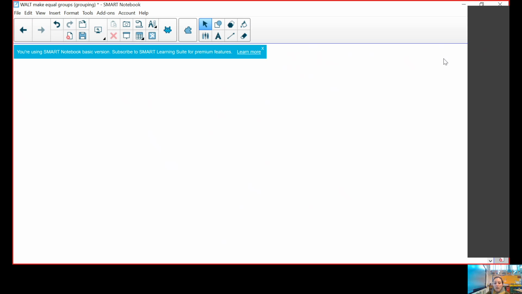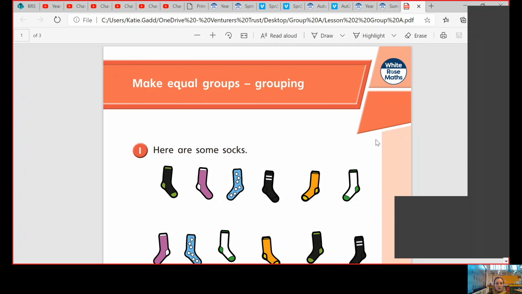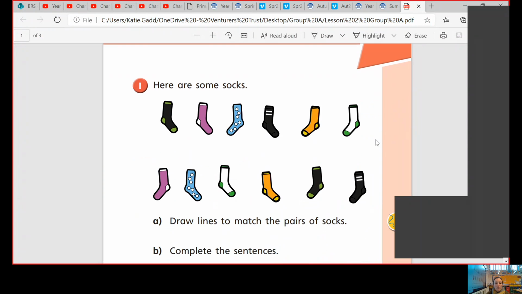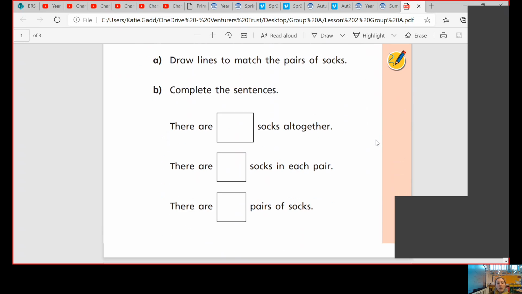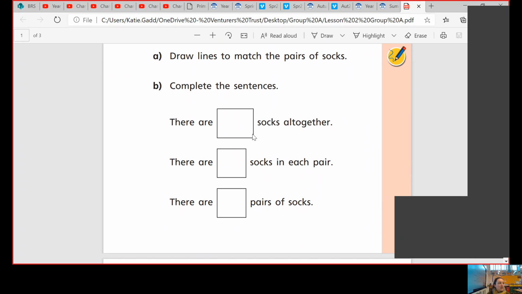Okay, over to you. I'd like you to have a go at the worksheet. Now I'm going to show you what that worksheet looks like. Okay, so you're going to have a look at this worksheet here. So for the first question, you look at the socks and need to match the pairs of socks together, so the socks that look the same. Then you have to complete the sentences.